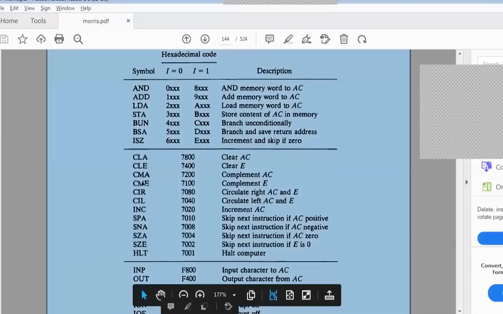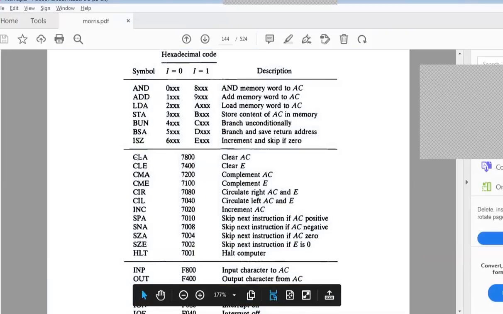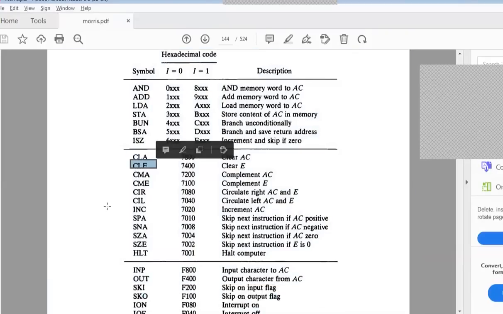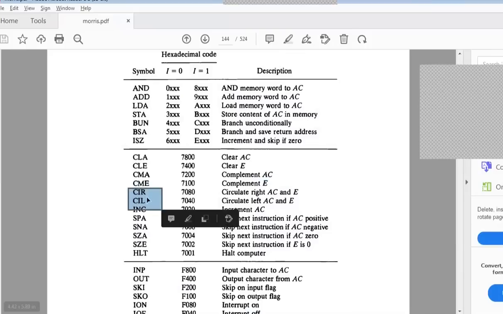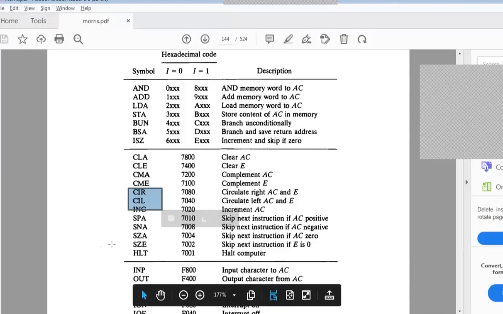Okay. I'll quickly let you know. First is clear accumulator and clear E. You will remember it automatically. Then comes complement accumulator, complement E. Okay, whatever is the content of the accumulator, complemented. Whatever is the content of E bit, complemented. Then comes circular shift right and circular shift left. Fine. Again, look at this 7080.